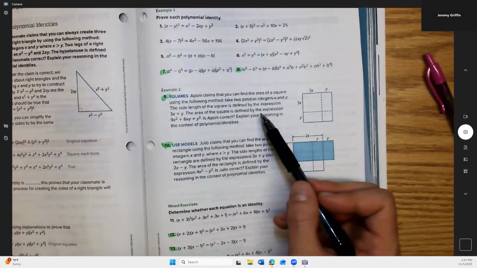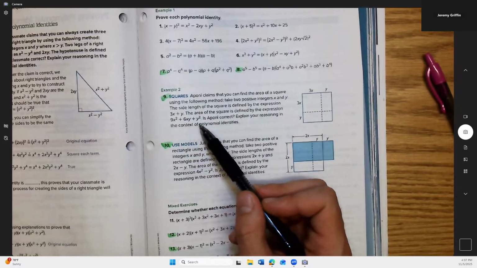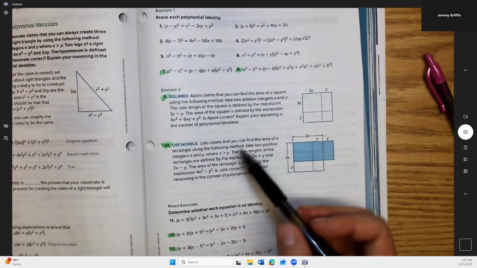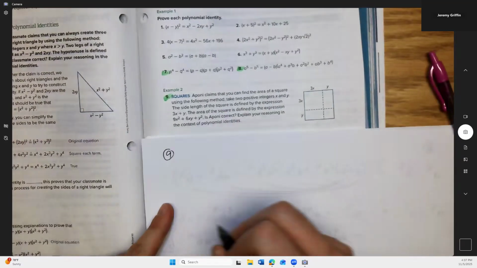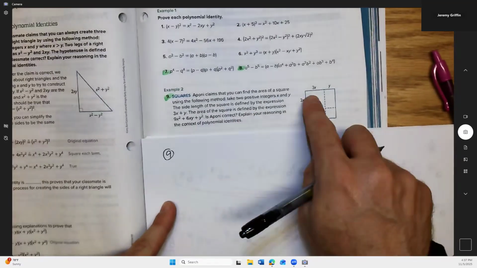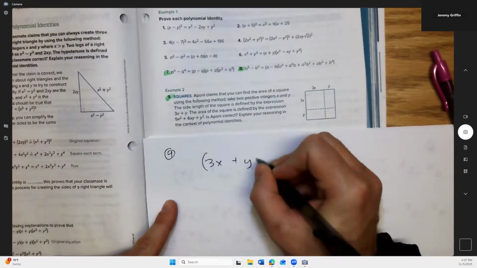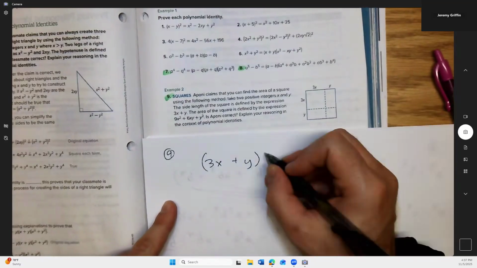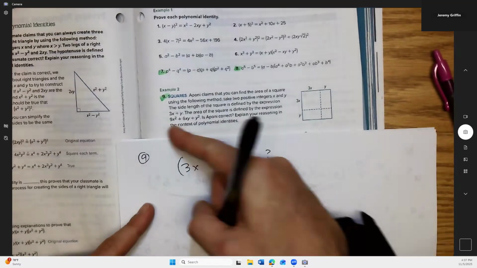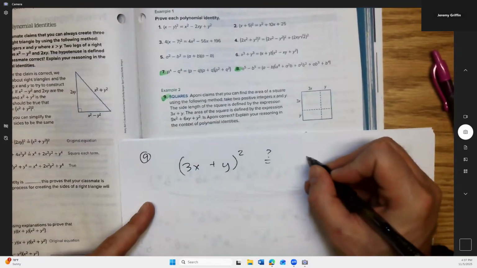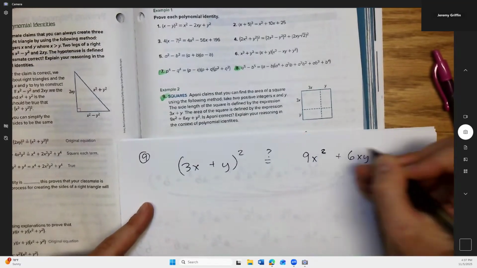The area can be defined by the expression. Okay, then they give you this funny looking expression: 9x squared plus 6xy plus y squared. Is Pony correct? Explain your reasoning in context of polynomial identities. Yeah, we can set that up as an expression. So if the side length of this giant square is 3x plus y, well, I know the area of a square is just the base times height, or that value squared, if you like. Right? So is that equal to, trying to prove, this expression that they gave you right here? They're claiming 9x squared plus 6xy plus y squared.